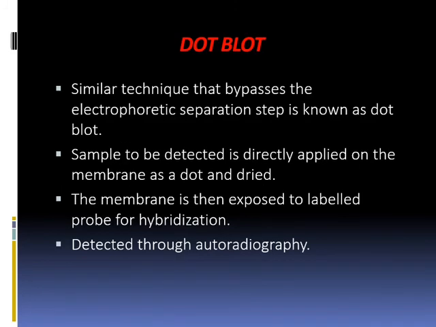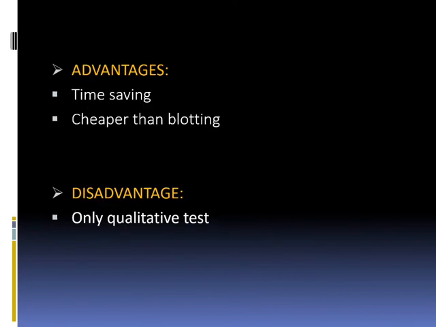One more technique, the dot blot, is similar but bypasses the electrophoresis separation step. The sample to be detected is directly applied on the membrane as a dot and dried. The membrane is then exposed to the labeled probe by hybridization. This can be used for DNA and RNA detection. The advantages are that it is time saving and cheaper than blotting. The disadvantage is that it is only a qualitative test.